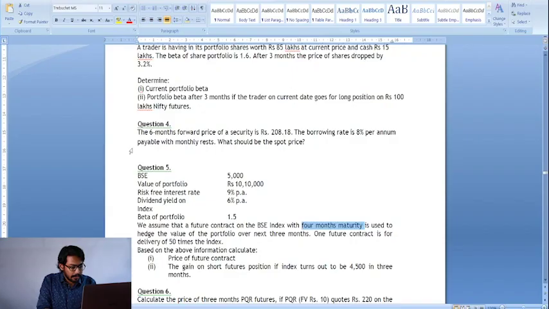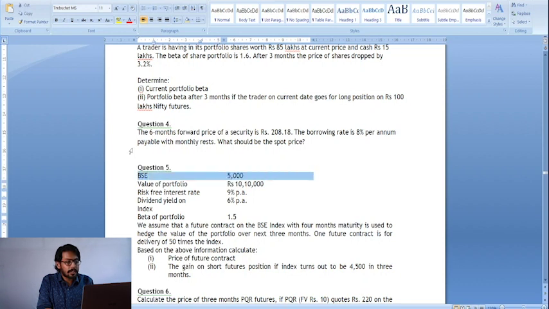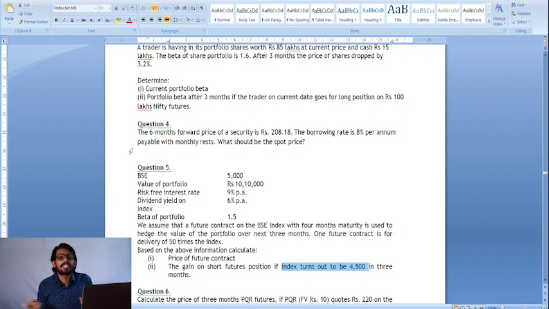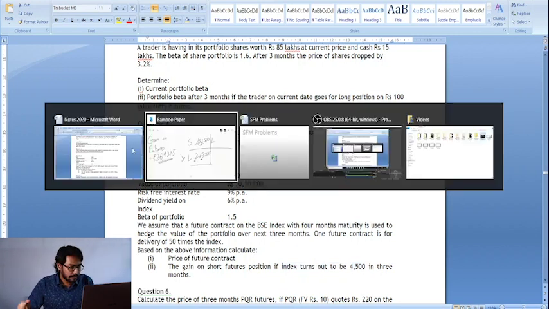Look at part 1, guys. Part 1, they are asking the price of the future contract today, by default. So, we found out the index was 5,000. 5000 into 1 plus r raised to n for a period of 4 months. We found out that the price was 5050. Now, part 2, they are asking us the gain on the short futures position. After 3 months, the index turns out to be 4500, which means the index future becomes 4500 into 1 plus r raised to n, where the remaining period is 1 month.